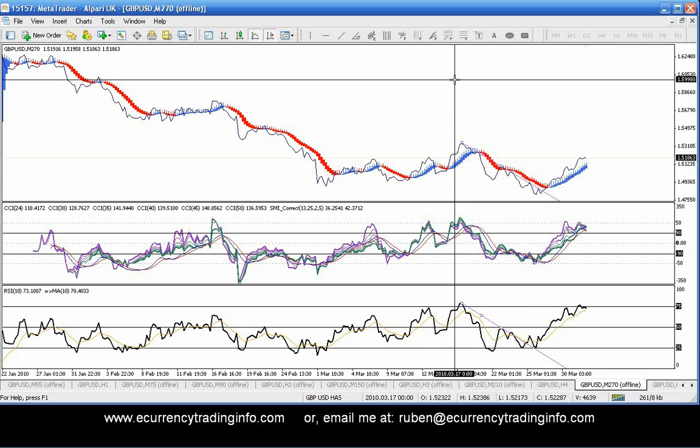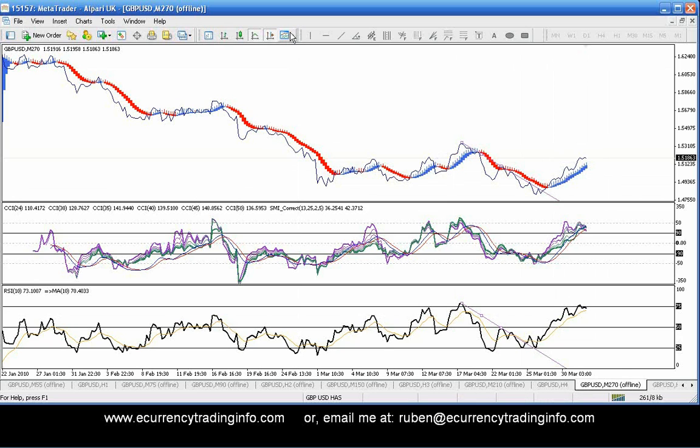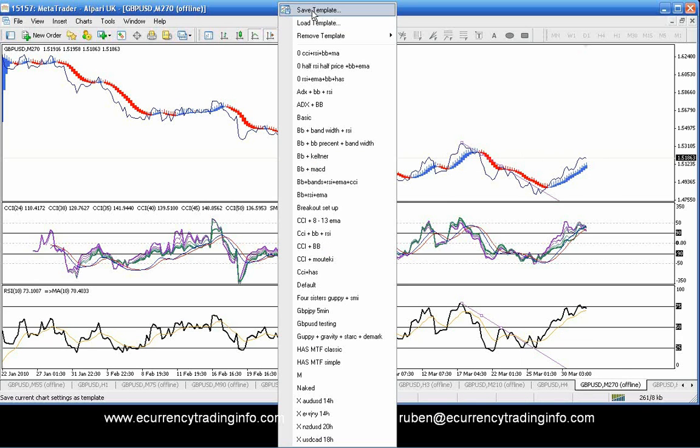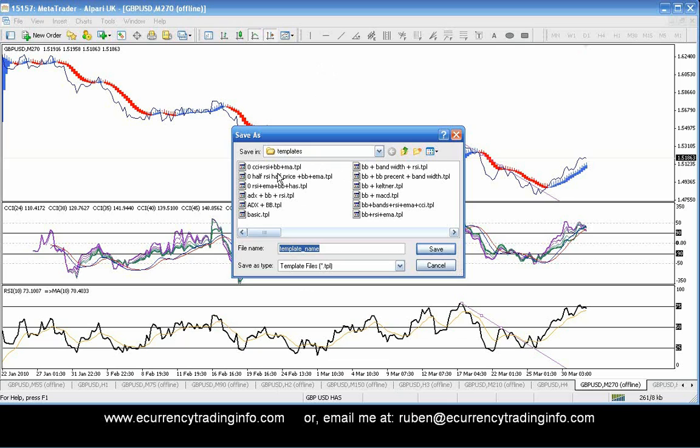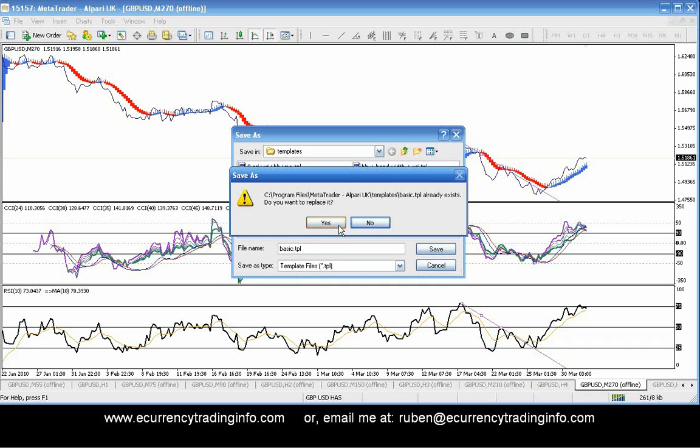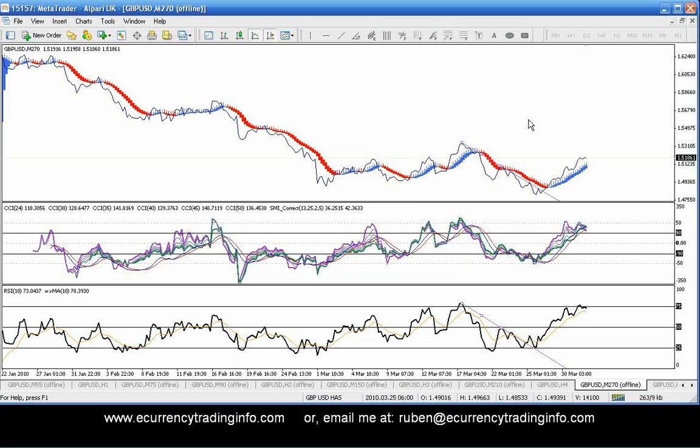Let me just keep this template just so that I have it. Let's make it default or basic. Basic was here. So sorry about that.